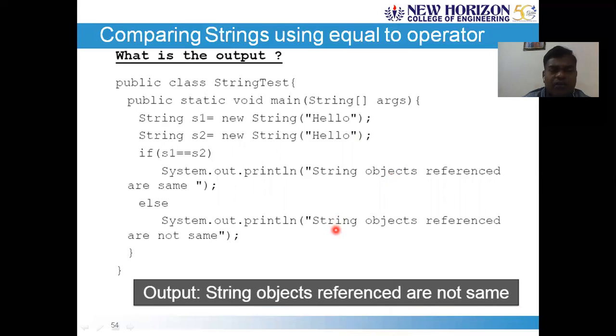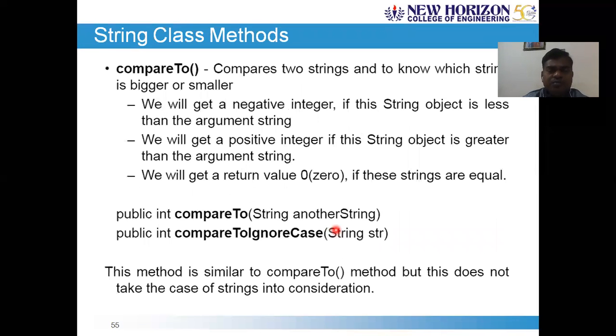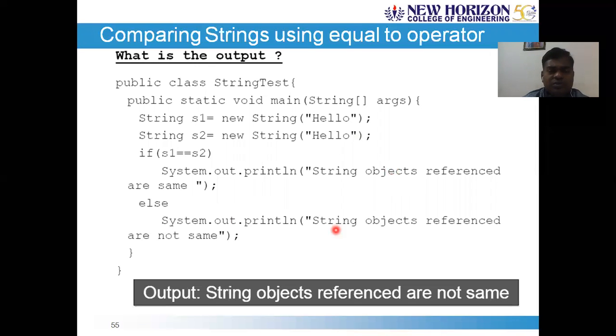So try to apply the equals method on the same. If you use the equals method instead of S1 double equal S2, that is S1.equals(S2), and all the characters are the same, which in this example they are, it returns true.